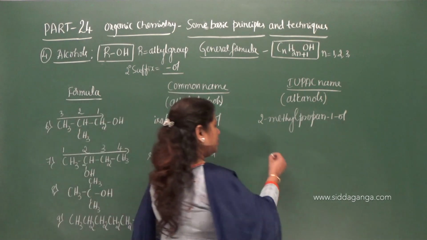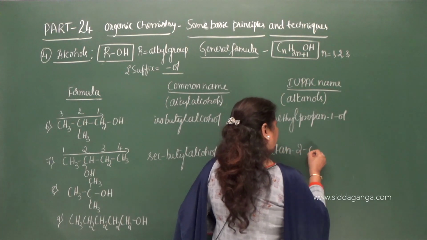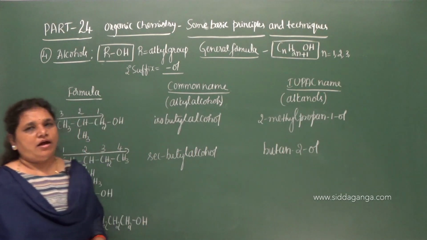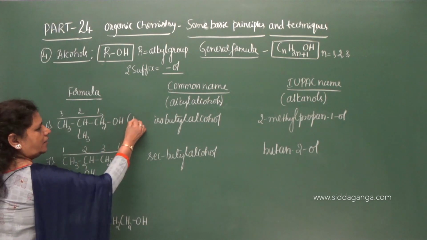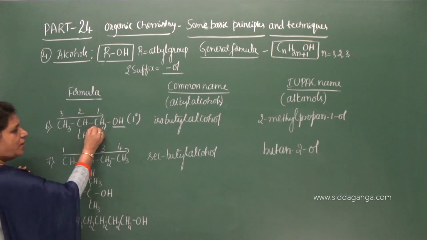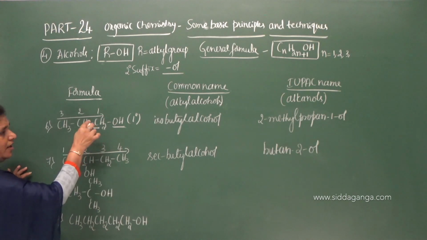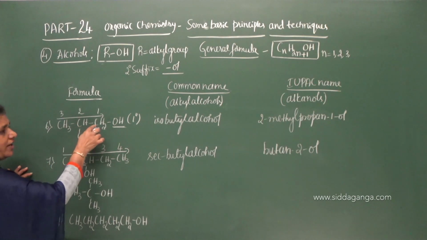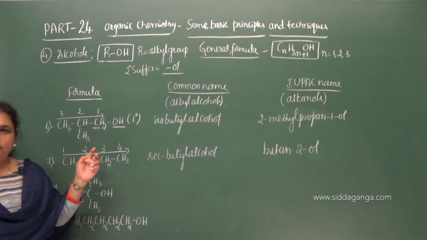So butane 2-ol is the IUPAC name of secondary butyl alcohol. And you know that this is a primary alcohol. Why is it primary? Because the OH group is attached to a primary carbon. What is this carbon? Primary. Why is it a primary carbon? Because this carbon is bonded to only one carbon. When a carbon is bonded to one other carbon, the carbon is called a primary carbon.